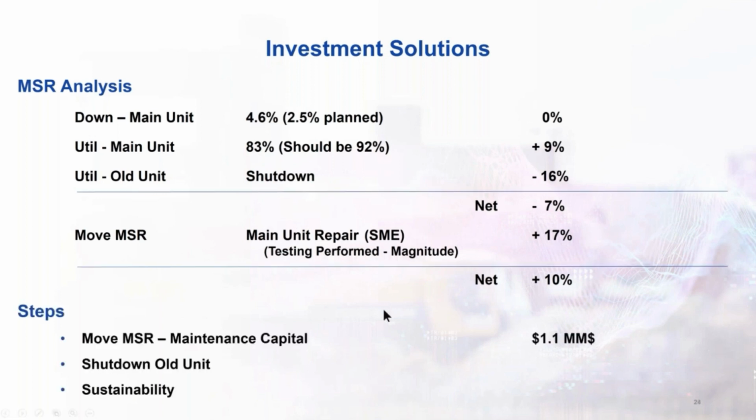So the steps, what do you have to do? Well, you're going to move the MSR. We're going to spend maintenance capital, about $1 million a year, million plus, to do that. And we're going to shut down the old unit. At least we're going to not put any more maintenance money into it and leave it offline. Those are two things to fix the problem. Then we have the sustainability issue where we said you can go from 83 to 90%. You can do that, but they're not used to doing that on this particular unit. Sometimes it takes some rethinking about how you approach problems and be proactive. So we need some sustainability help here to make sure that it stays there.